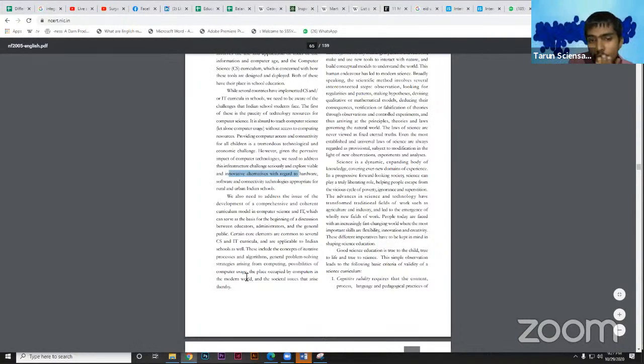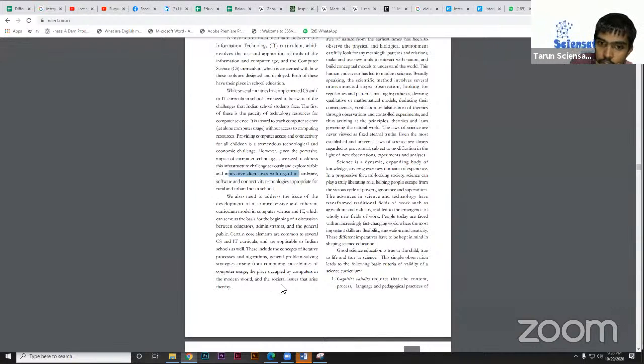So they're saying computer usage can be explored. The place occupied by computers in the modern world. What is the role of a computer in the modern world has to be explored. And the societal issues which come because of computers in the modern world have to be brought in.